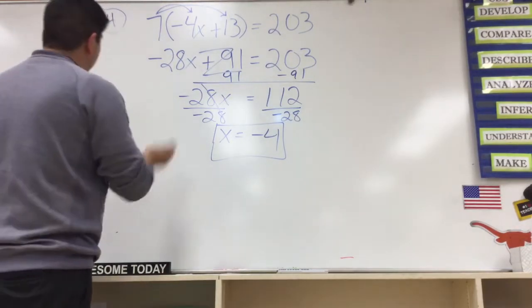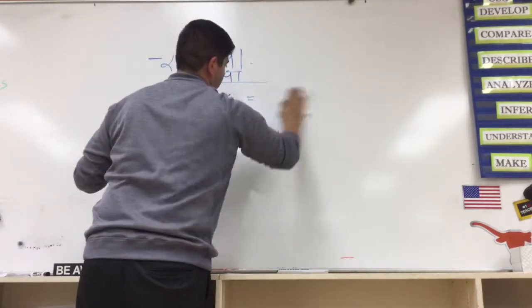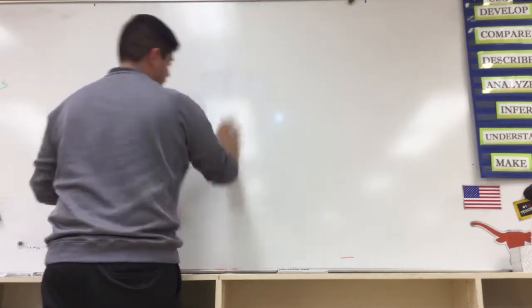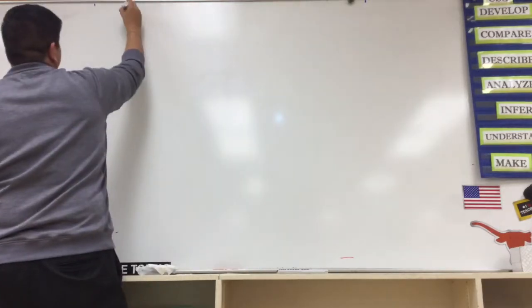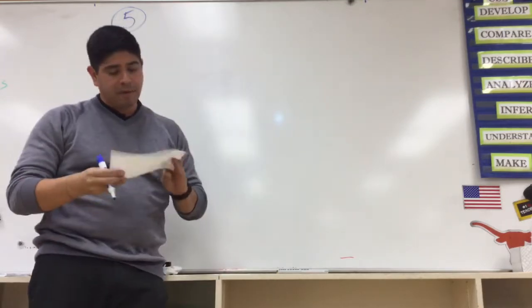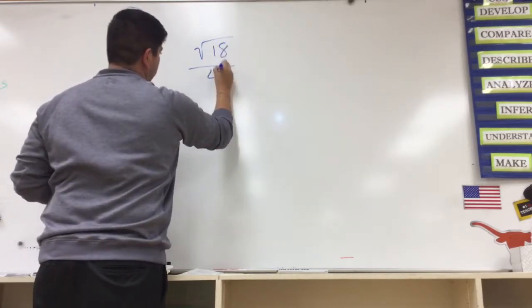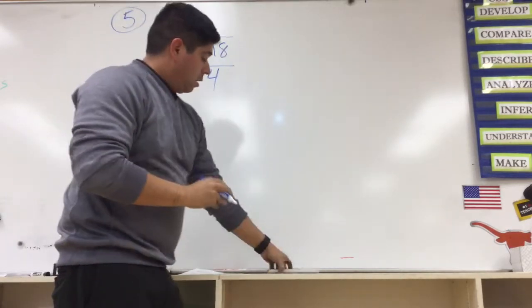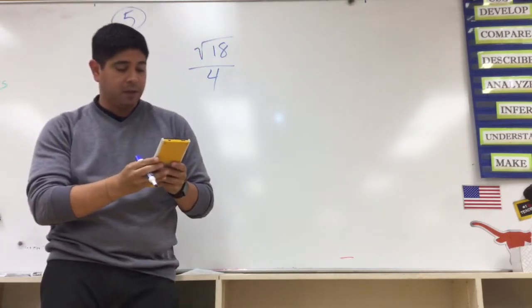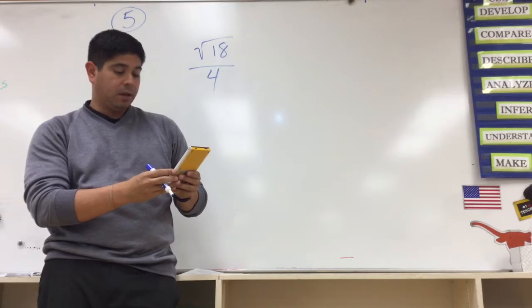All right, number 5. Okay, what is the value of the square root of 18 over 4? That's easy. We just got to put this in our calculator, which I'll do now. Control divide, make the fraction. So control on top, the square root, and when we put 18, go down 4, and then hit enter.